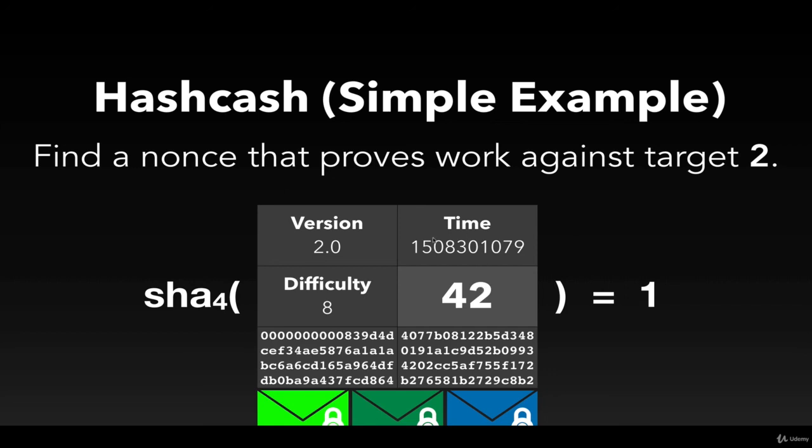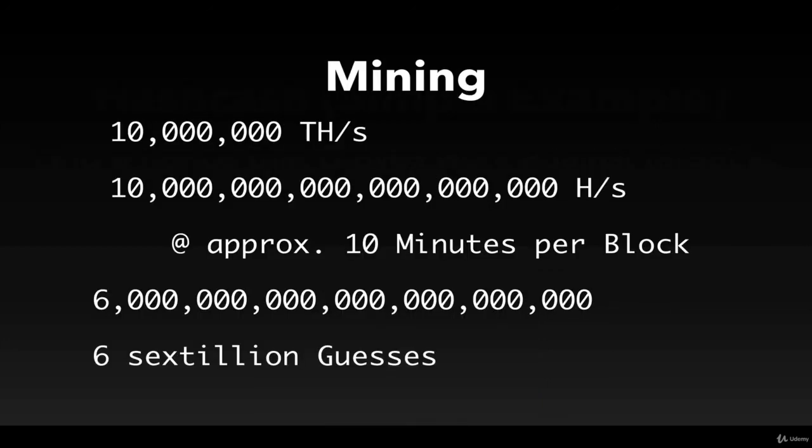The other thing is that, of course, this is much, much easier than the real version of this. So in the real world, in Bitcoin, it's way, way more complicated and harder to do. It involves way more guesses. We actually have some stats on this. This is what the network was running at earlier this year when I calculated this. This is 10 million terahashes per second.